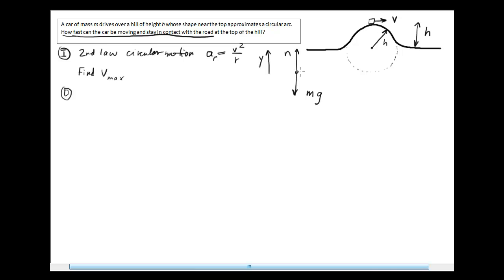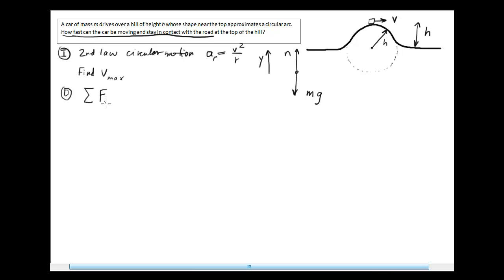Well, there's no force acting in that direction, and so the car is not accelerating. The car is moving at a constant speed, so there's no net force in that direction at all. So we can proceed to write down the sum of the forces in the y direction.